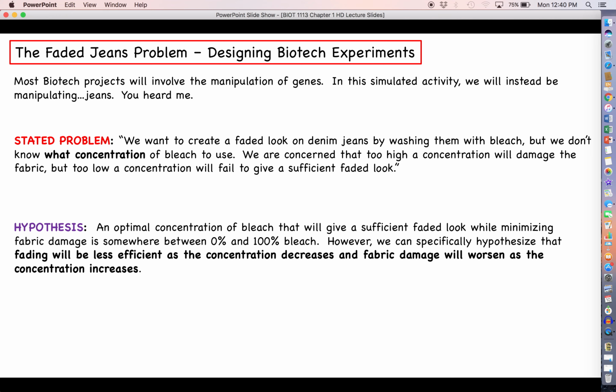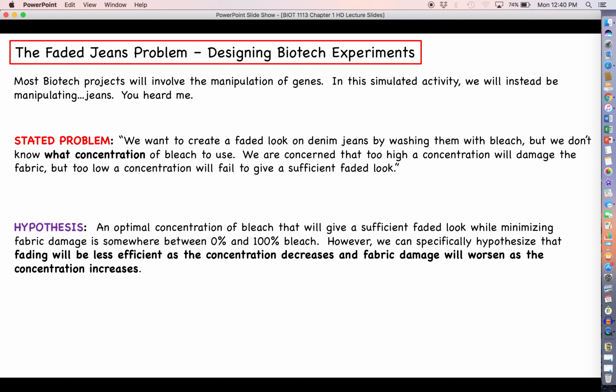Okay, so let's come up with a hypothesis. Here's the one that I came up with. An optimal concentration of bleach that will give a sufficient faded look while minimizing fabric damage is going to be somewhere between 0 and 100% bleach. Yeah, right, genius. How'd you come up with that one, right? So that is kind of obvious. So we want some bleach, but we just don't know how much. 0% is just pure water and 100% is pure bleach. So we want something in between.